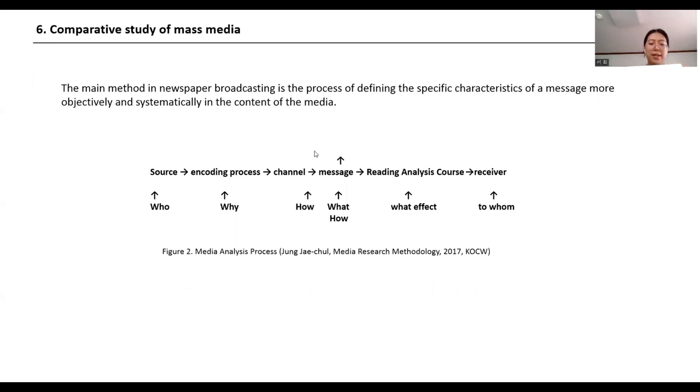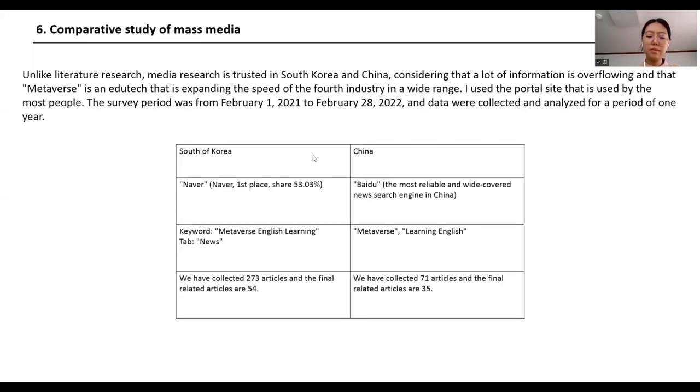Also, a comparative study of mass media was conducted. Mass media analysis is the main method in research of newspapers and broadcasting. Mass media analysis is the process of defining the specific characteristics of mass media more objectively and systematically in the content of the media. Unlike literature research, mass media research is trusted in South Korea and China, considering that a lot of information is overflowing and that the metaverse is an edutech that is expanding rapidly in a wide range of industries.